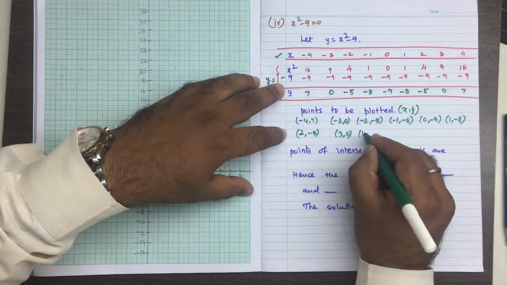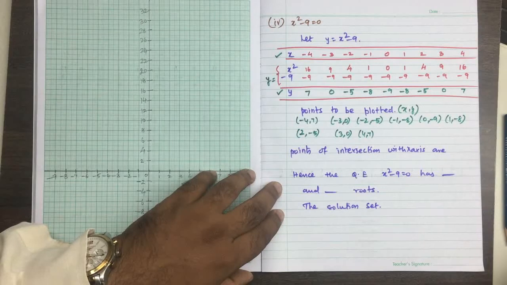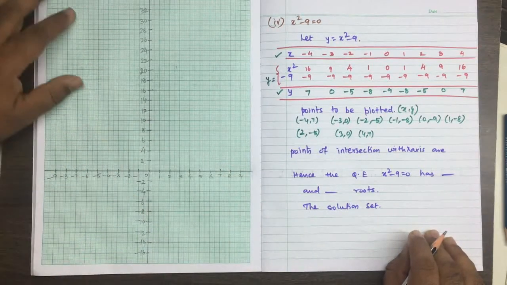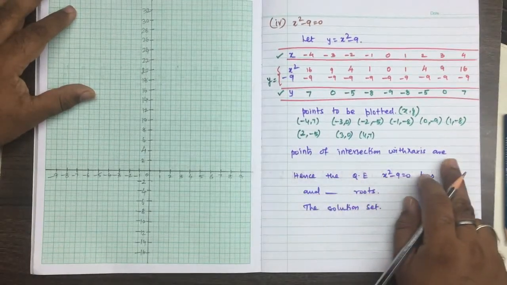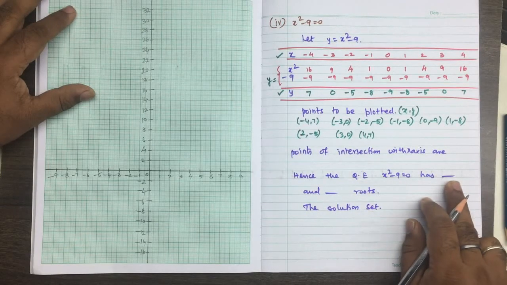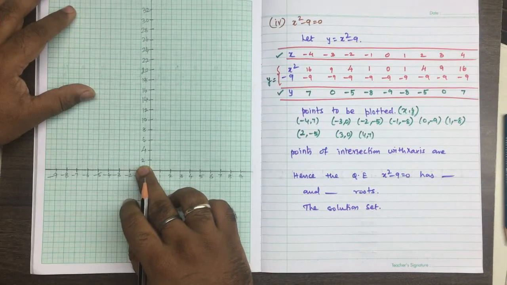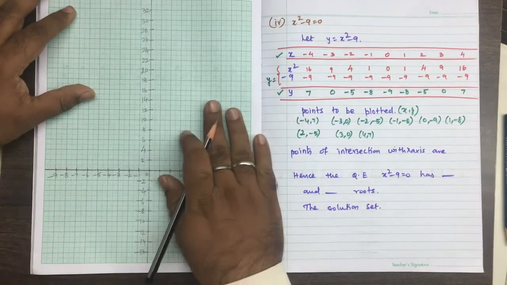Finally we have to write. Now we have to draw the graph of the given equation so that we can find the points of intersection with the x-axis, and then we have to write the values of the roots of this given equation by seeing the points of intersection with the x-axis, and the solution set we have to write. Now we have to draw the graph.